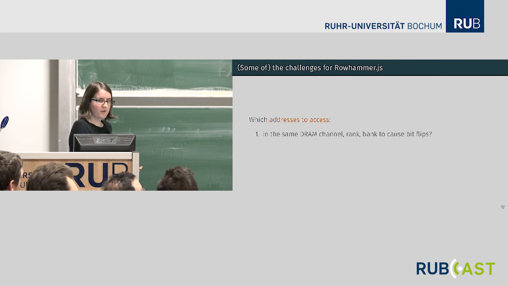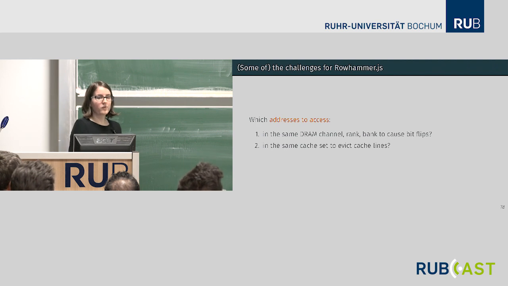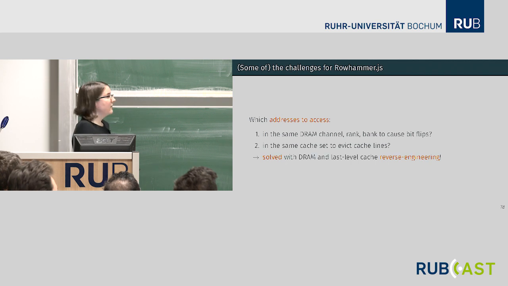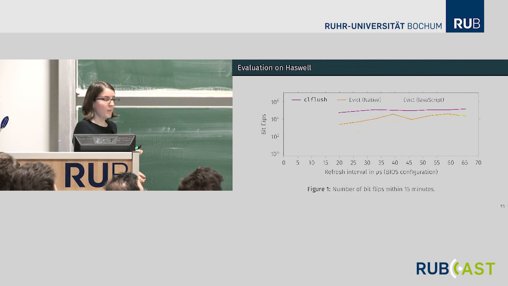There were some challenges for rowhammer.js, and I will not have the time to go into details of all the challenges, but some of them were that we need to know which addresses to access first in the same DRAM channel, rank, and bank to cause the bit flips, but also in the same cache set to evict the cache lines. And this is solved by reverse engineering both the DRAM and the last level cache addressing. So this was really an attack that necessitated a lot of preparation before we even had those bit flips. But it works quite well.